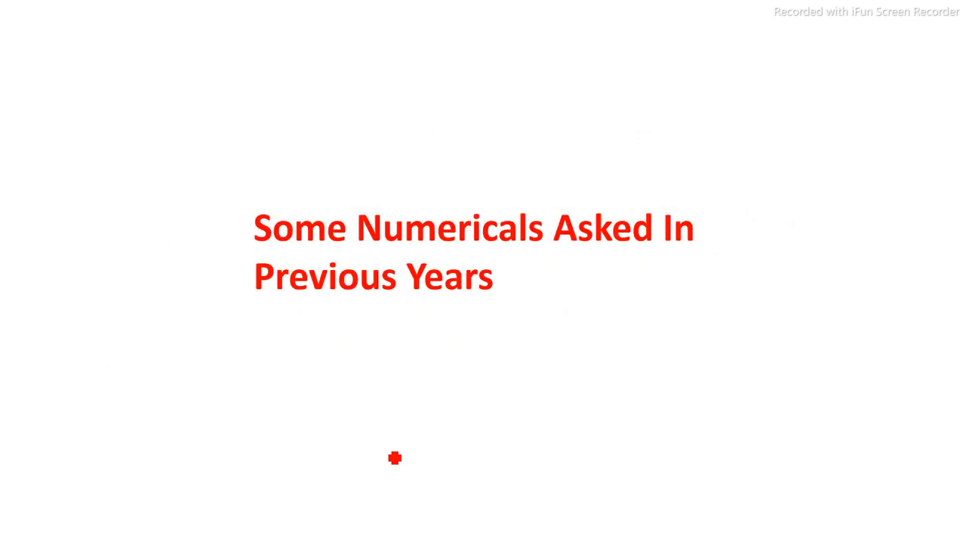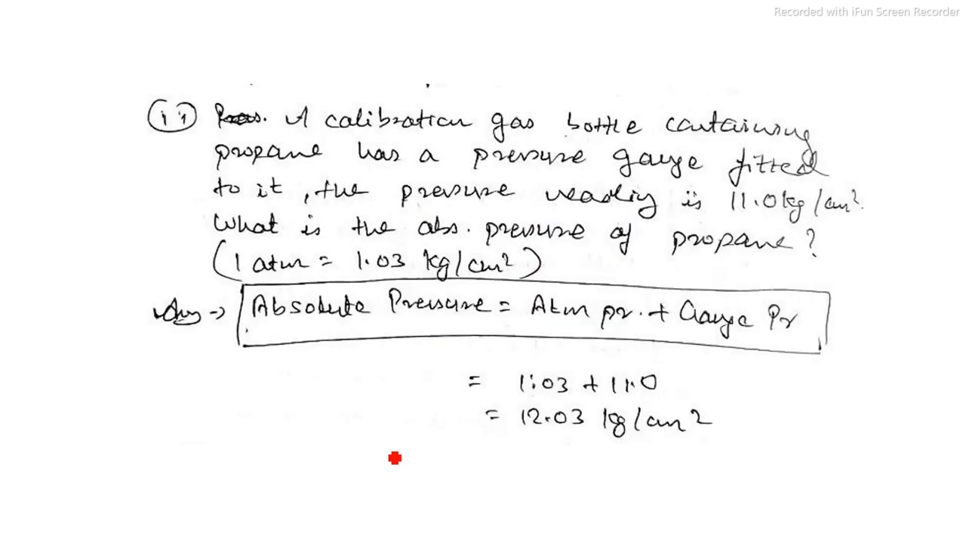Now coming to some numerical parts asked in the synergy exam. The first is a calibration gas bottle containing propane has a pressure gauge fitted to it. The pressure reading is 11 kg per centimeter square. So what is the absolute pressure of the propane? The formula for absolute pressure is atmospheric pressure plus gauge pressure. We are given the atmospheric pressure is 1.03 kg per centimeter square, and the gauge pressure is 11 kg per centimeter square. So the total will be 12.03. Just remember this formula.